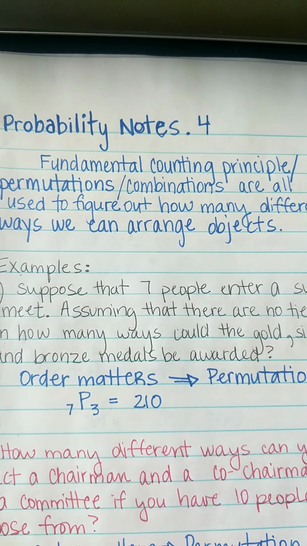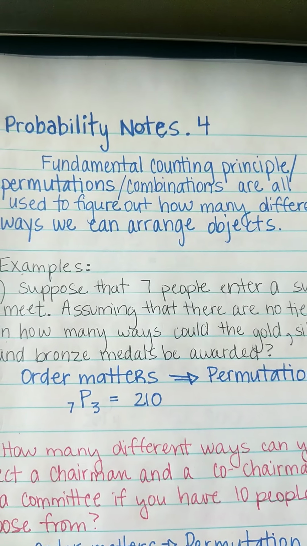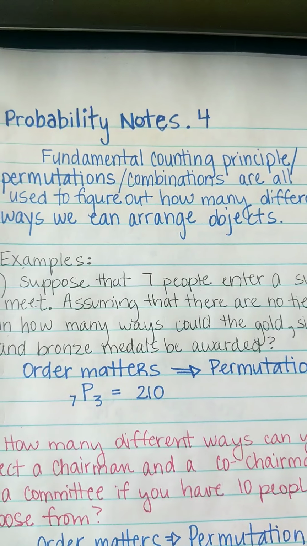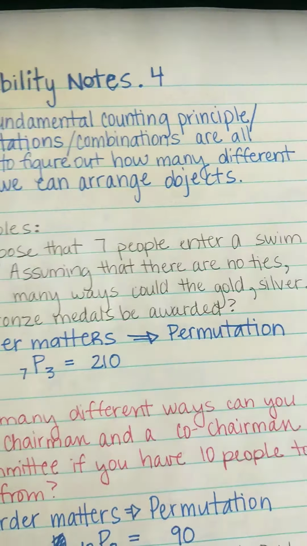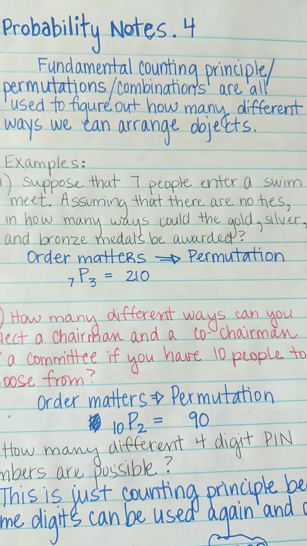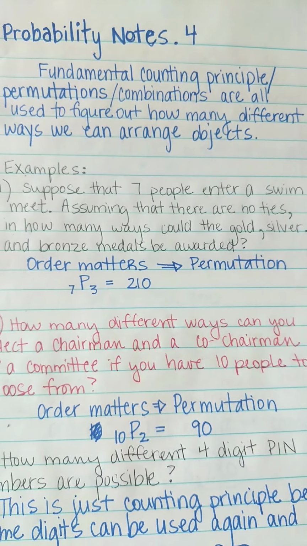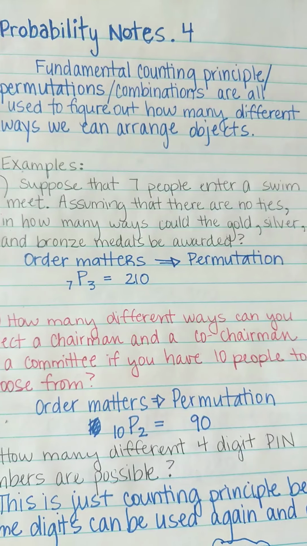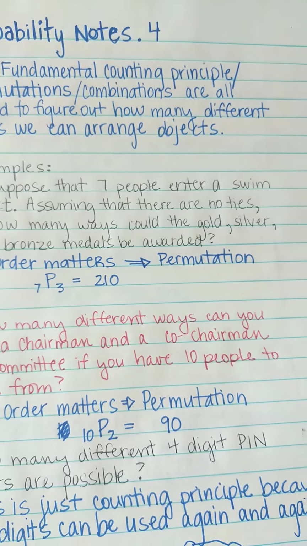The fundamental counting principle, permutations, and combinations are all ways we use to figure out how many different ways we can arrange objects. So we're just going to look at some examples. The first one says, suppose that 7 people enter a swim meet. Assuming there are no ties, how many ways could the gold, silver, and bronze medals be awarded?